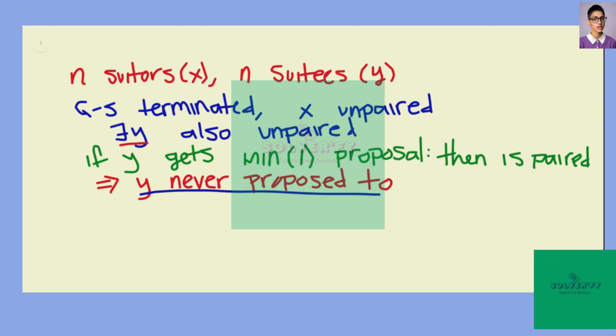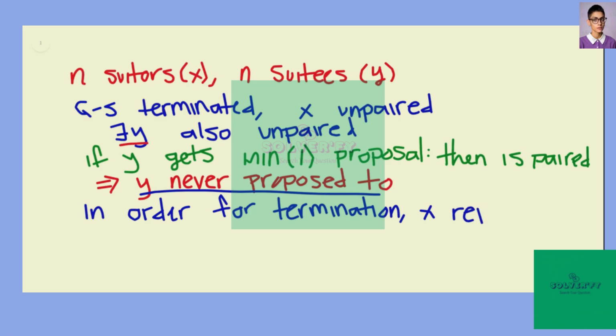Okay. Because in order for termination, this particular x would have been rejected by y. But since y is unpaired, that's not possible.